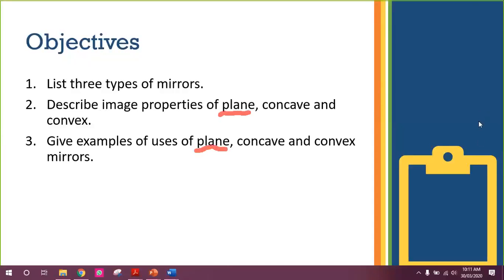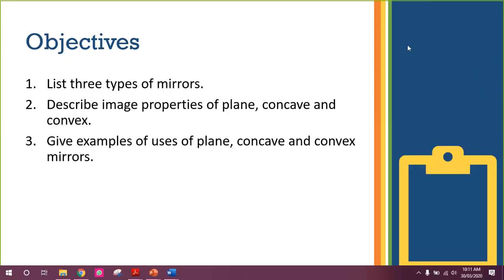Anybody know what a plane mirror is? Okay, let's mute our mics, everybody. All mics should be muted.